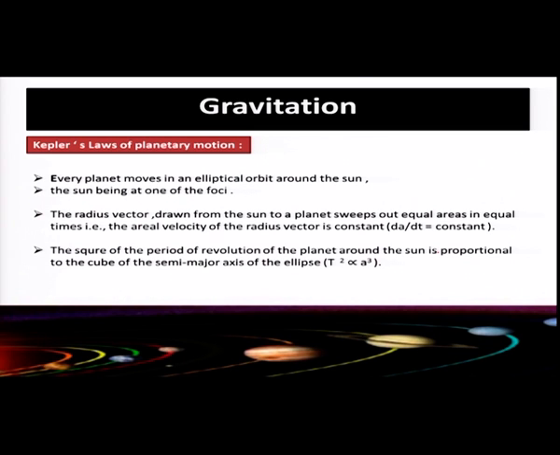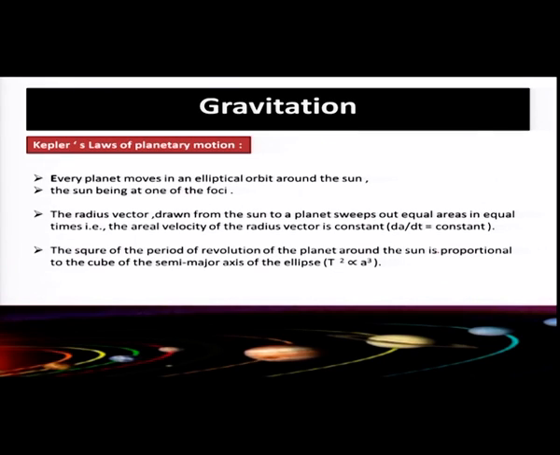So, that is to say that in other words the areal velocity of the radius vector is constant. Or what do you mean by the areal velocity? It is the rate of change of area, or dA by dt is a constant.